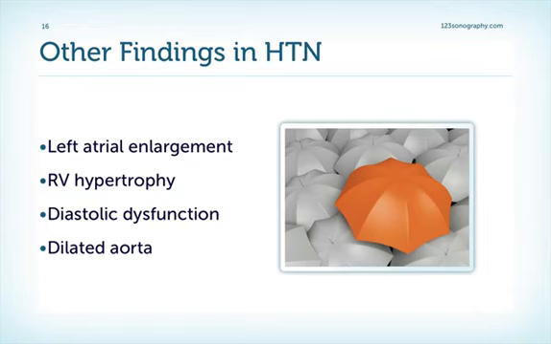I now want to turn away from left ventricular hypertrophy and look at other features of patients with hypertensive heart disease. We've already mentioned that we have left atrial enlargement in these patients, but what is interesting, we also see RV hypertrophy. So interestingly, there also seems to be another reason for the development of hypertrophy aside from the pressure overload of the left ventricle, which also affects the right ventricle. Diastolic dysfunction is a very frequent finding in hypertensive patients, and dilated aorta as well.